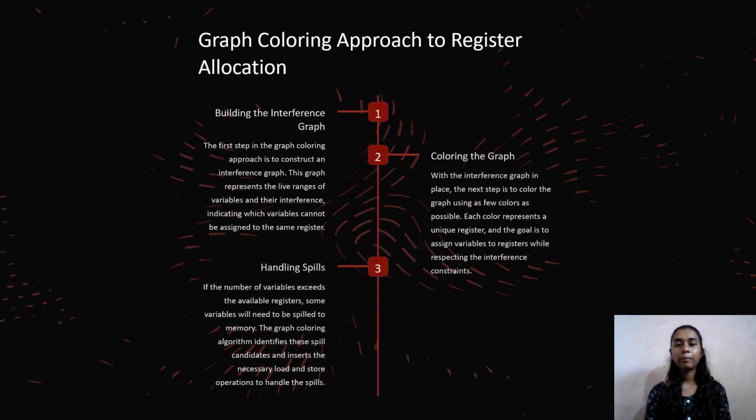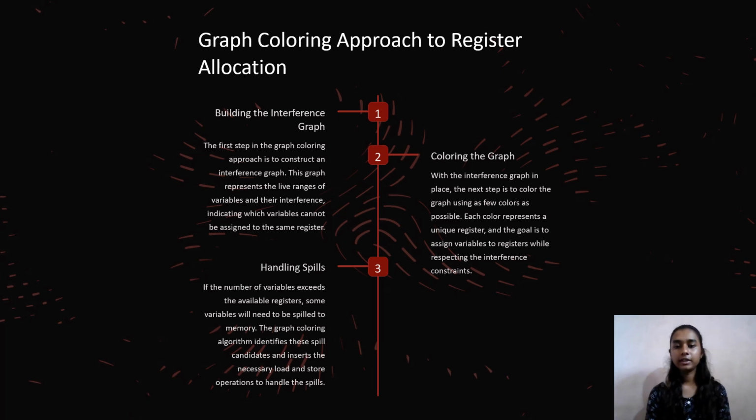Graph coloring approach to register allocation. Building the interference graph. The first step in the graph coloring approach is to construct an interference graph. This graph represents the live ranges of variables and their interference, indicating which variables cannot be assigned to the same register.